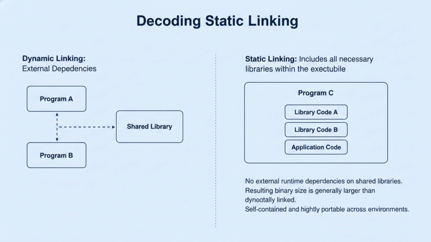Static linking, on the other hand, means that all the necessary library code is copied directly into your executable file during compilation. The result is a single, self-contained binary that has no external runtime dependencies on shared libraries from the operating system, making it incredibly portable and independent.